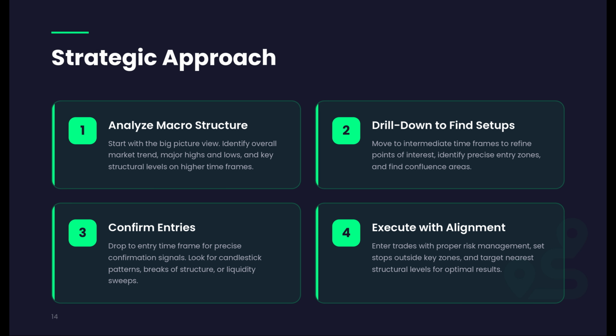Step 4. Execute with alignment for optimal results. This is where everything comes together. You've analyzed the macro, refined your setup, confirmed your entry, and now you execute. But notice the key word here, alignment. Your entry on the lower time frame is aligned with your intermediate time frame setup, which is aligned with your higher time frame bias. Everything is pointing in the same direction. You have confluence, you have confirmation, you have conviction. That's when you take the trade.